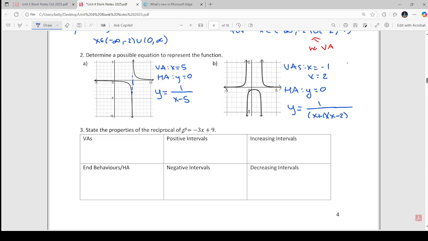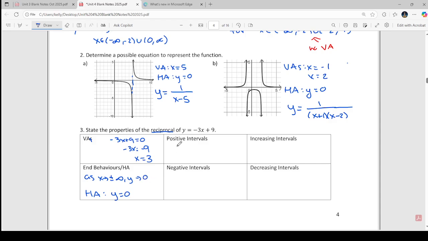Finally, we're going to use a function to state the properties of the reciprocal. This function is linear. The vertical asymptote of the reciprocal is at the x-intercept of this function. So when does -3x plus 9 equal 0? This is a linear equation, so this happens when x is 3. All reciprocal functions have the end behavior that as x approaches plus or minus infinity, y approaches 0. You can say that they have a horizontal asymptote at y equals 0.